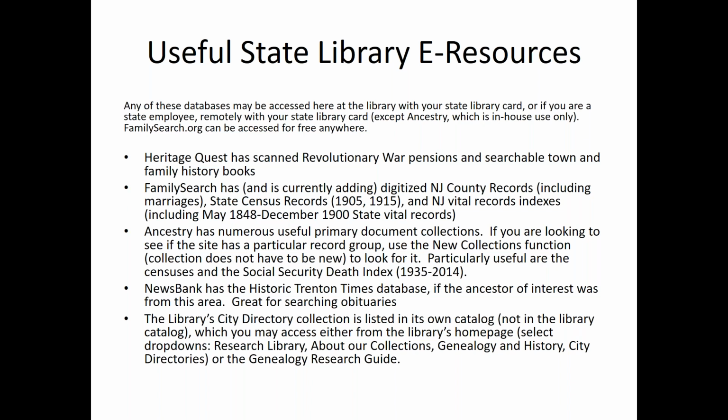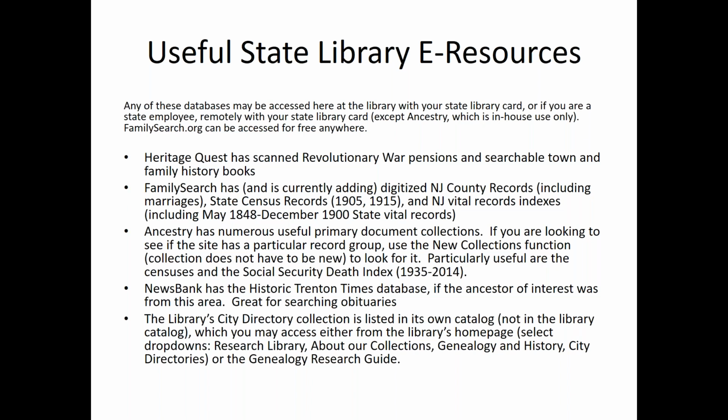And Family Search, of course, is digitizing everything. They are working with the New Jersey county offices, including the county clerks and the county surrogates offices. They have digitized their county marriage collections, which differ from the state vital record marriage collections. So you can access those on Family Search. They have the 1905 and 1915 New Jersey state censuses, and they have the New Jersey Vital Records indexes, which include the state vital records from May of 1848 to December of 1900.